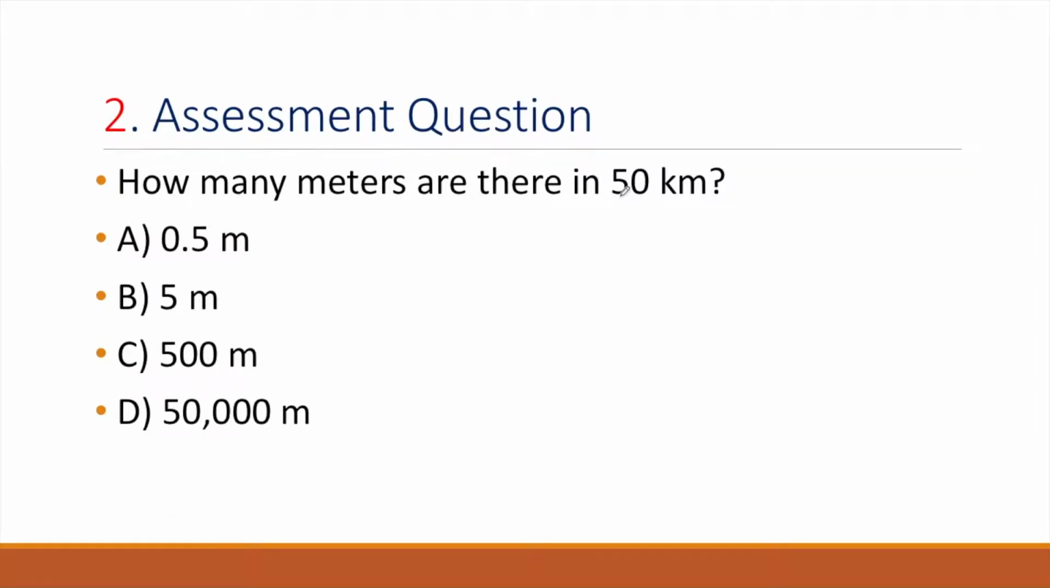So we are starting off with 50 kilometers. We want to go to meters. And I know that for every 1 kilometer, I have 1,000 meters. So I would set my problem up with 50 kilometers. Make sure you write your units. Units are important. And then I'm going to go ahead and multiply by my conversion factor. And we said that 1 kilometer is equal to 1,000 meters.